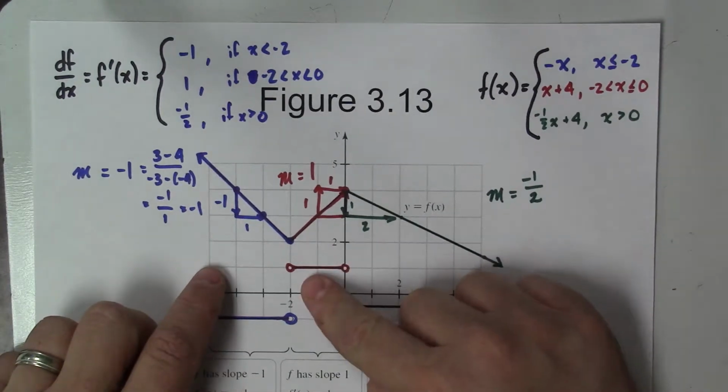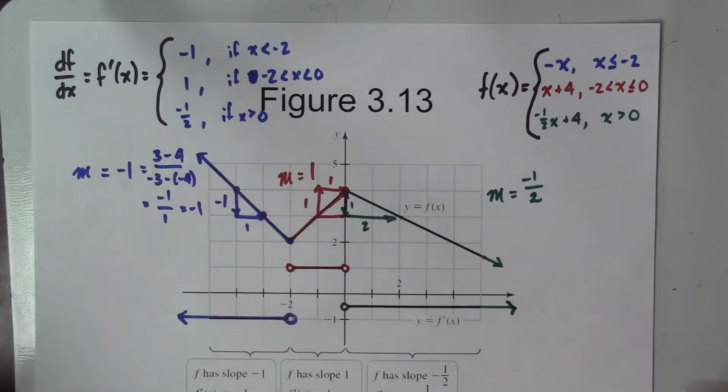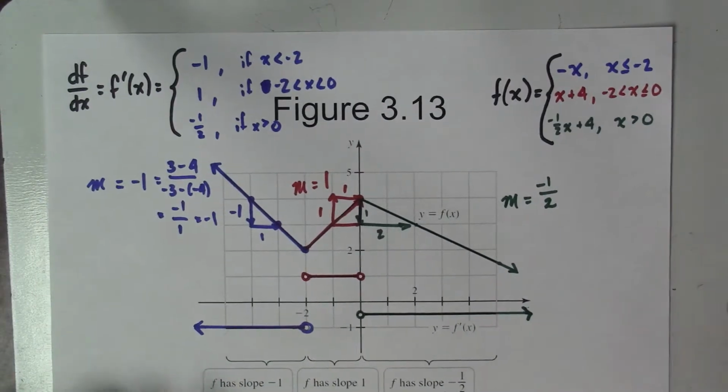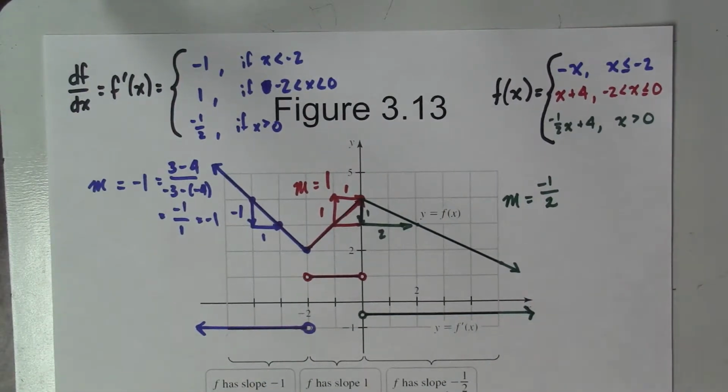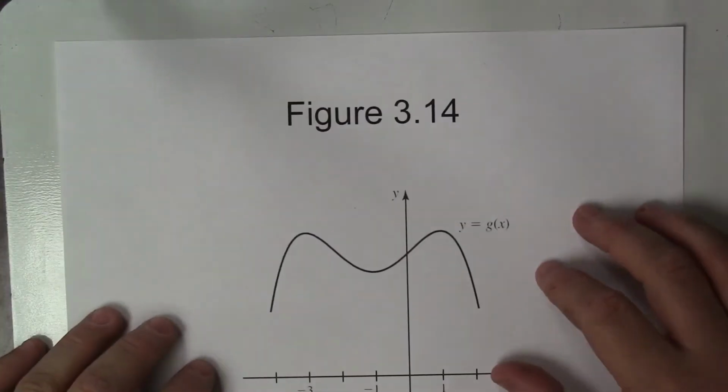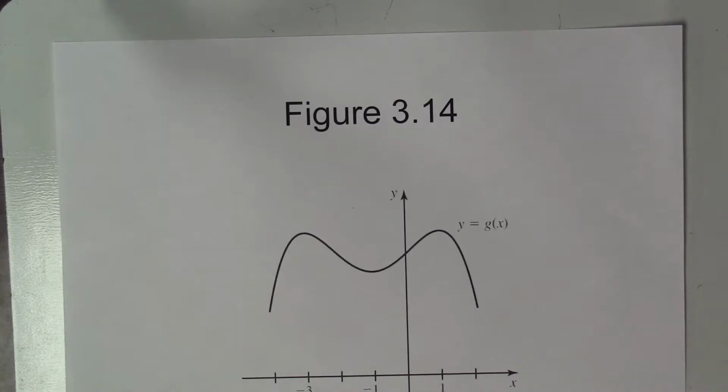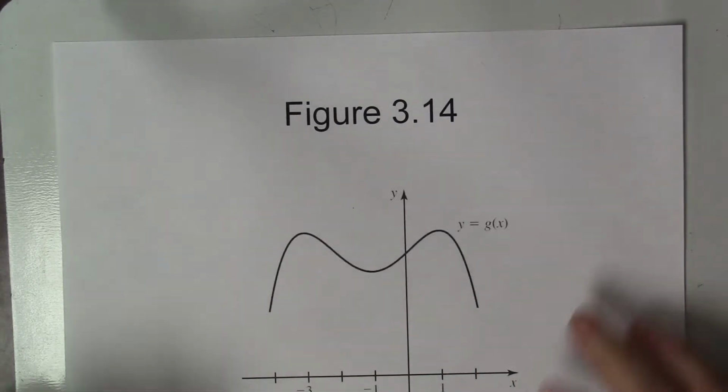So I want to do one more quick example, and I really want to emphasize, hey, look, this has a positive slope, it has a positive derivative. It has a negative slope, it has a negative derivative. Now we're going to talk about what it means if it has a 0 derivative. So we're looking at 3.14, just like 3.13, which is the first one we did. It's on page 115 of your textbook.